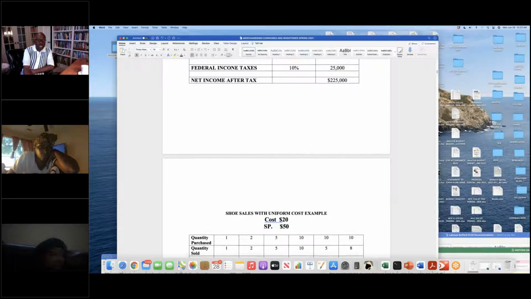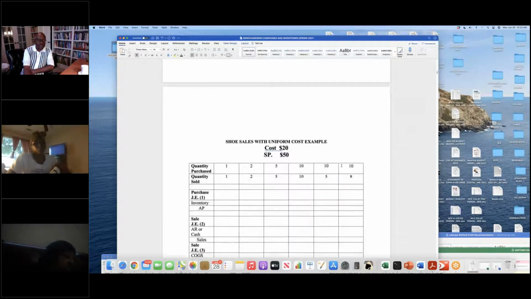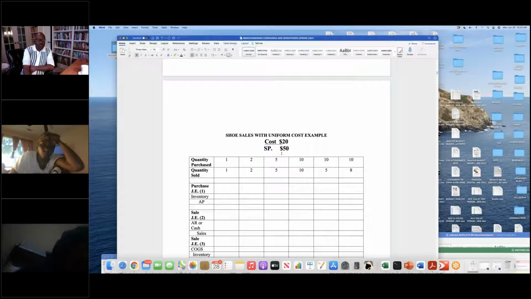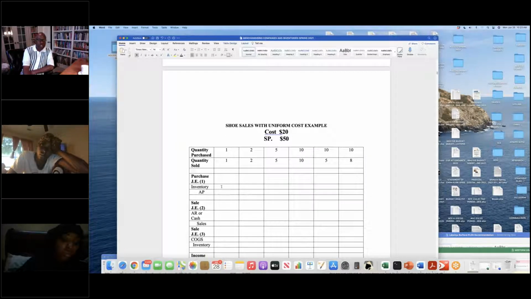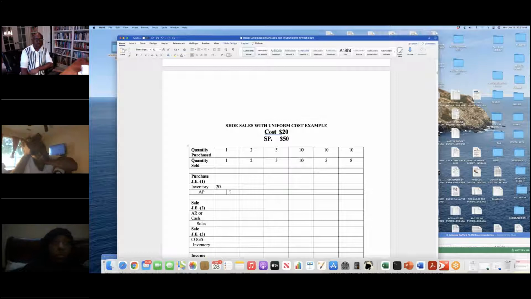Okay, so let's look at our example where we're selling one pair of shoes. The shoes have a selling price of 50 and they cost us 20. And in this first scenario, we sold one pair of shoes. So we make the entry to buy the shoes. And so we're going to debit inventory for $20, and we're going to credit accounts payable for $20. So that's that first journal entry when we buy the inventory.